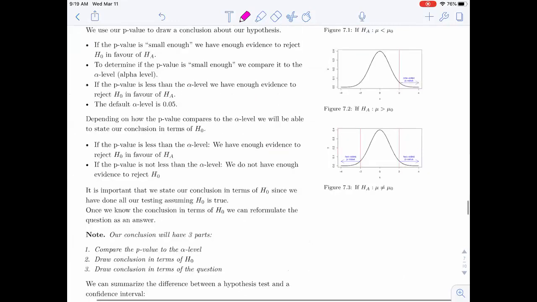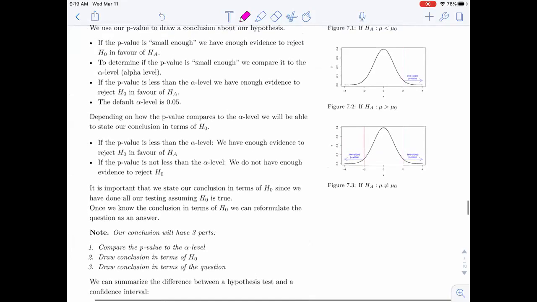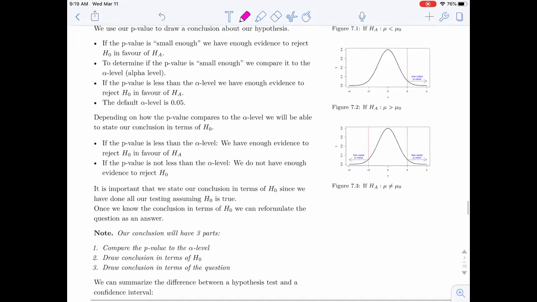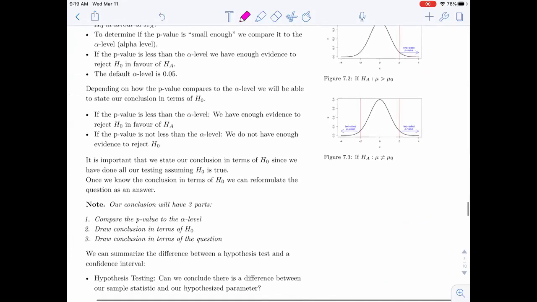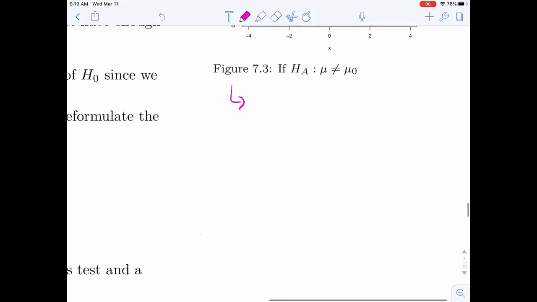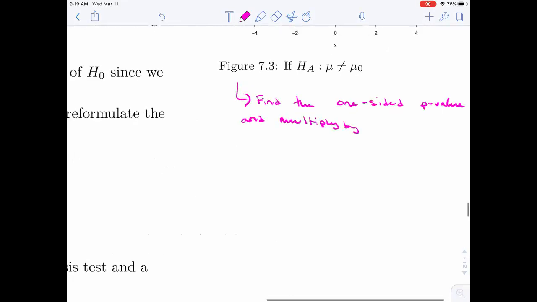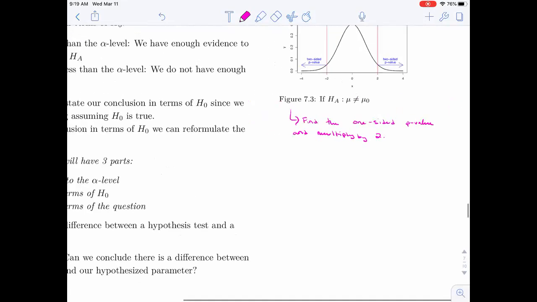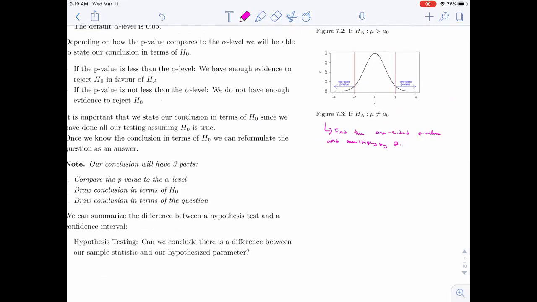I'm pretty sure I've got that here, but I'll just make a note. Find the one-sided p-value and multiply by two. And then that's your two-sided p-value.